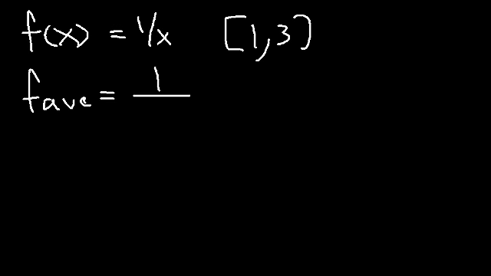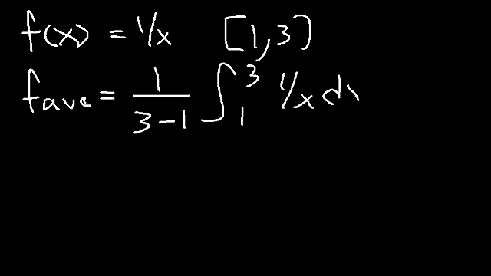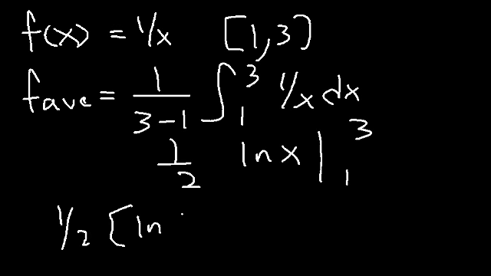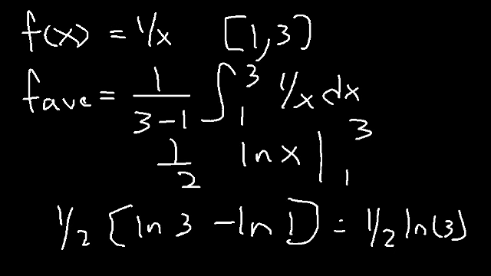So it's going to be 1 over b minus a, antiderivative f of x dx. Now the antiderivative of 1 over x is ln x, and 3 minus 1 is 2. So this is going to be 1/2 ln 3 minus ln 1. ln 1 is equal to 0. So this is simply 1/2 natural log of 3, the decimal value of which is about 0.549.